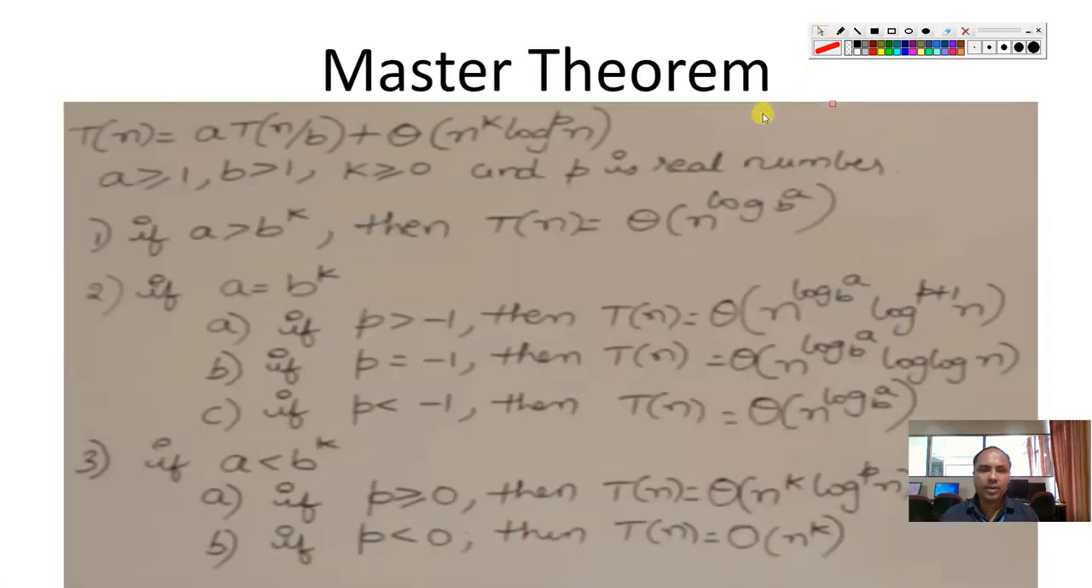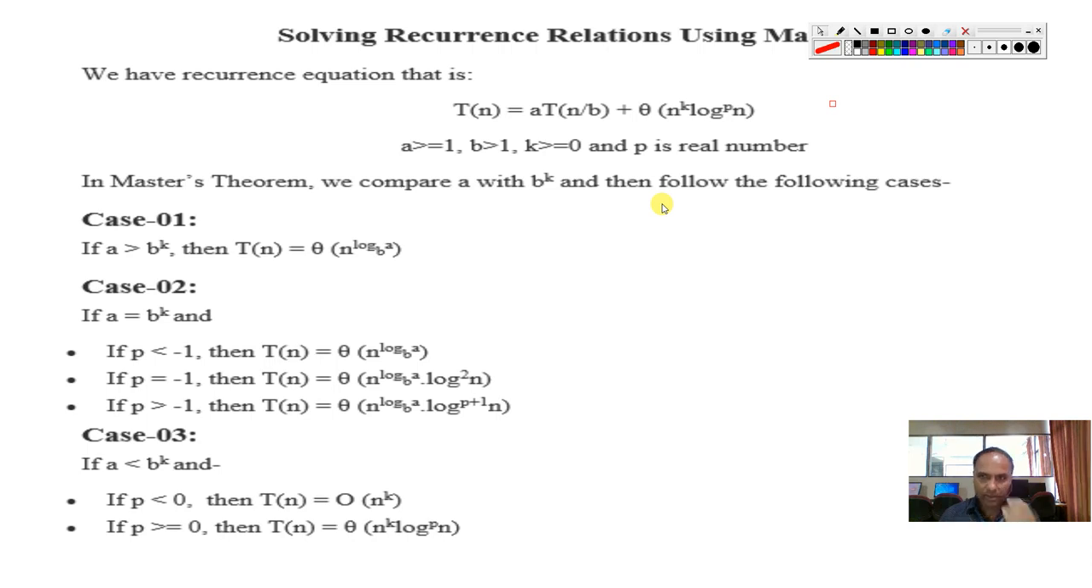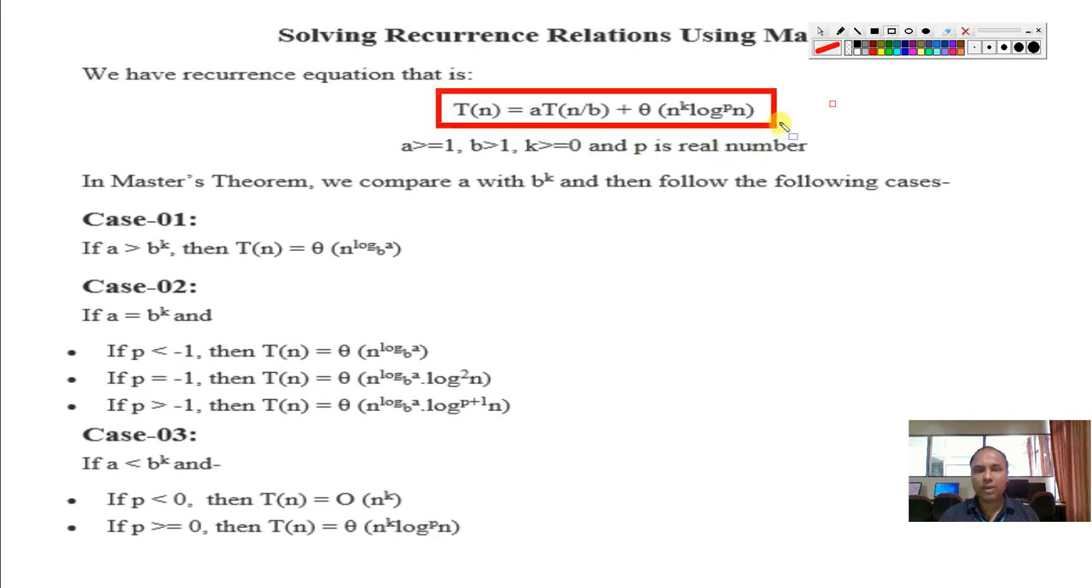Let us take one example related to this, and before that, let us try to understand how the master theorem actually works. What are the various cases when you apply the master theorem? As I discussed earlier, if your equation is of the form T(n) = aT(n/b) + Θ(n^k log^p n), where a is greater than or equal to 1, b is greater than 1, k is greater than or equal to 0, and p is a real number, then you have to find out two things: a, and the value of b raised to k.